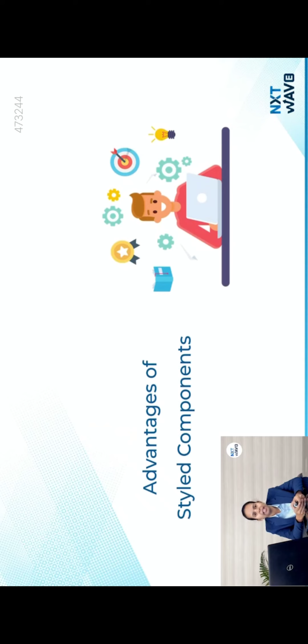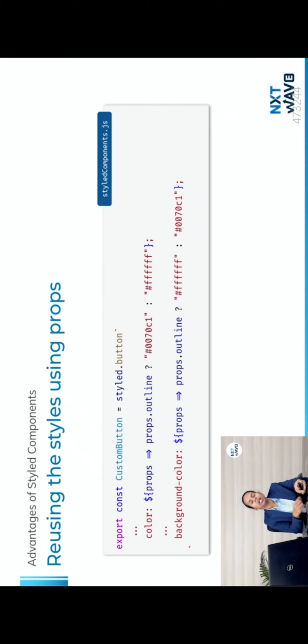Now let's understand the advantages of style components. We are already familiar with using CSS to style the React components. Then why are we learning about style components? What are the advantages of style components? Let's understand them. The major advantage is we can reuse the styles by passing props. We wanted to achieve a solid button and an outline button, and for both of these we made use of a single style component, that is custom button. By passing props, we were able to achieve both the styles, right? That's a major advantage. That is, we can reuse the styles by passing the props.